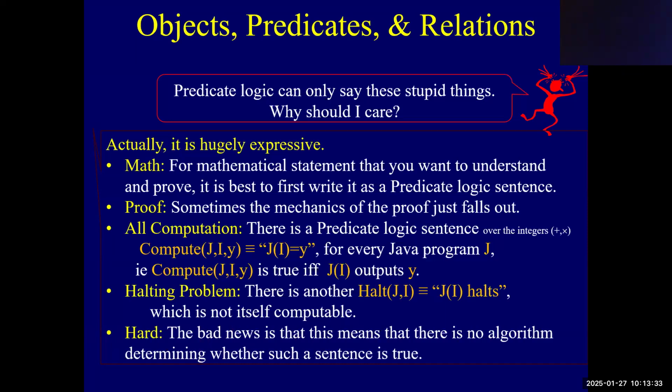So why is this bad news? Well, if I can write down a sentence that says this Java program halts, and knowing whether it halts is undecidable, meaning there's no algorithm for it, then it follows that it's undecidable when I give you just a Forall exist statement over the integers, and I want to know is it true over the integers or not, right? There's no algorithm that does that.